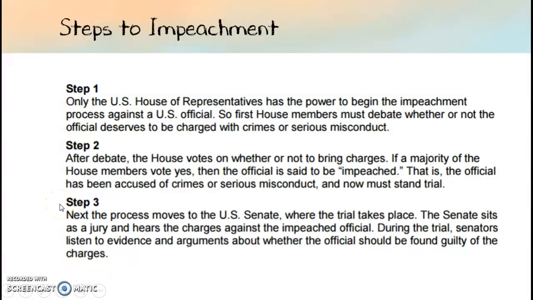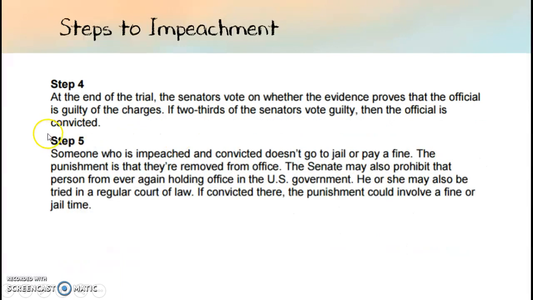Okay, number 3, step 3. Next, the process moves to the U.S. Senate where the trial takes place. The Senate sits as the jury and hears the charges against the impeached official. During the trial, senators listen to evidence and arguments about whether the official should be found guilty of the charges. So it's just like any other criminal trial.